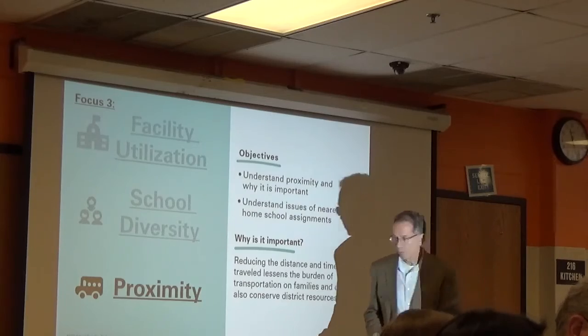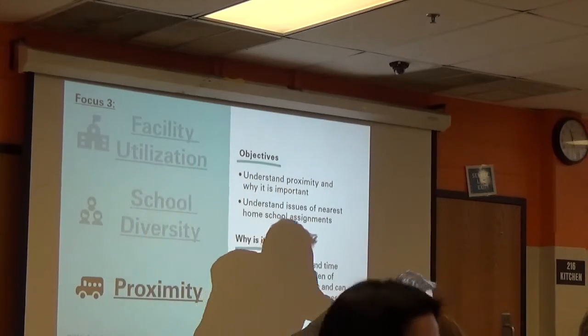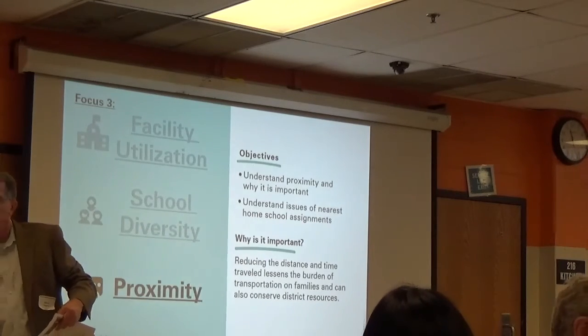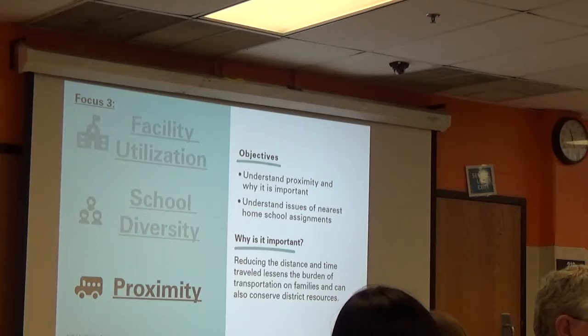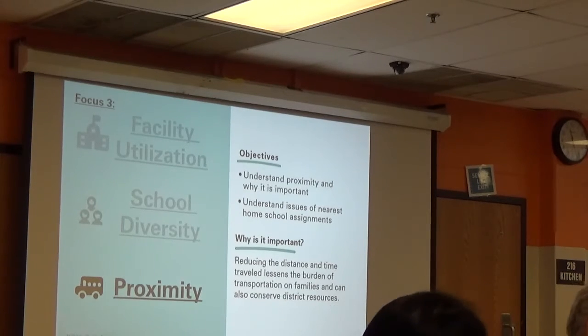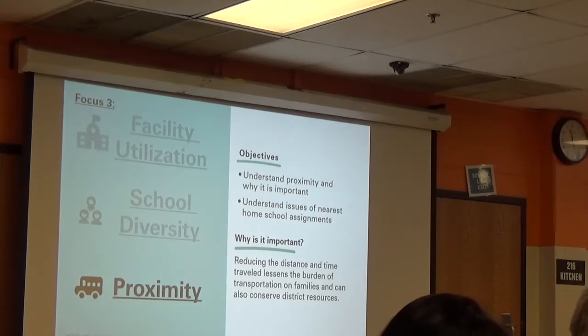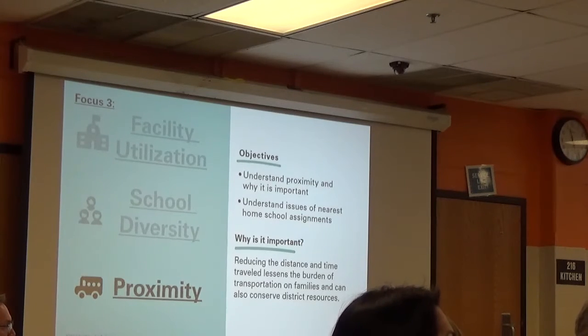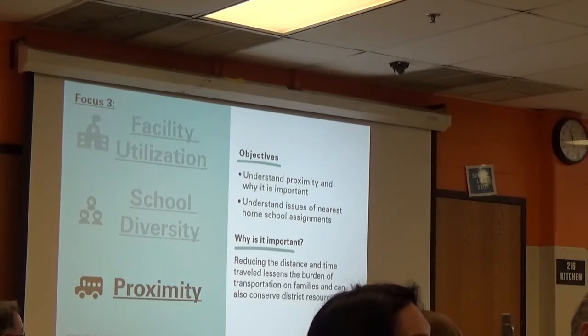Thank you once again. So now we're on to our third critical lens that we're looking at, which is proximity to school. In terms of our work, it's important to understand proximity and what it means to families and students. We want to understand issues of nearest homeschool assignments. And in terms of why it's important, reducing the distance and time traveled lessens the burdens on families and can also conserve district resources, and also has an impact on the environment and safety issues.